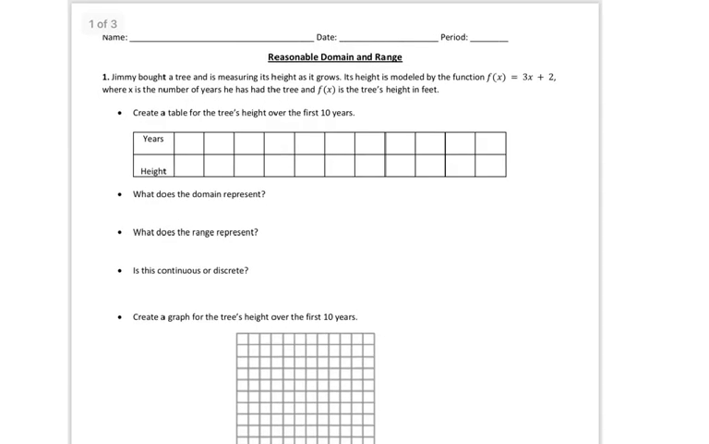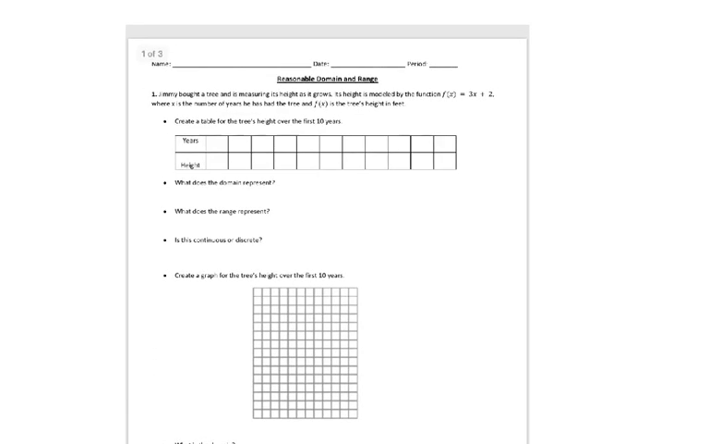Okay. So now you guys are going to try this exact thing on your own. I'm going to start you off with the first one, and then you can try the next ones. It says, Jimmy bought a tree and is measuring its height as it grows. Its height is modeled by the function f of x equals 3x plus 2, where x is the number of years he has had the tree, and f of x is the tree's height in feet. So remember, x is first, y, or f of x, is second. It says, create a table for the tree's height over the first 10 years.